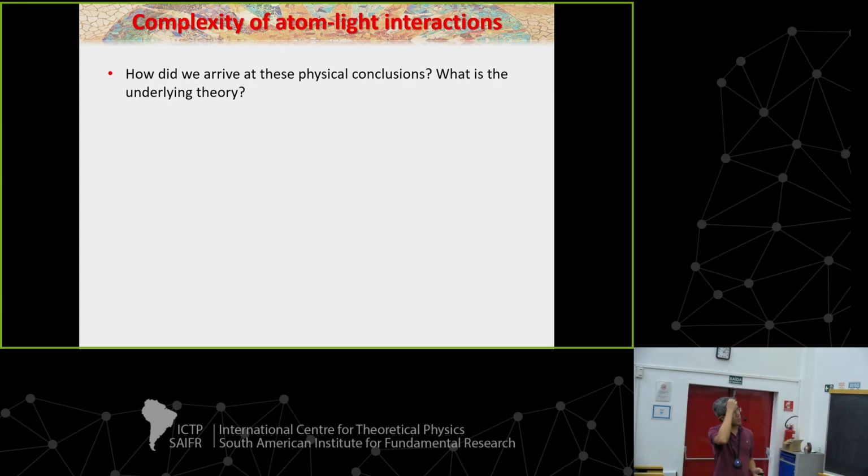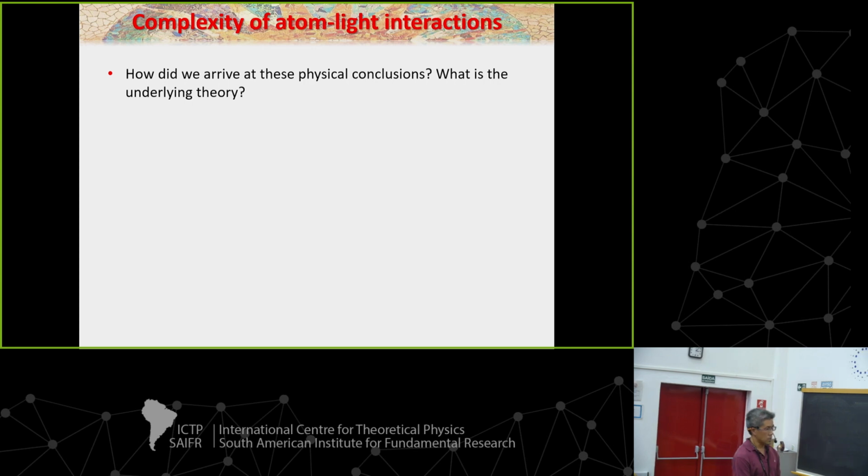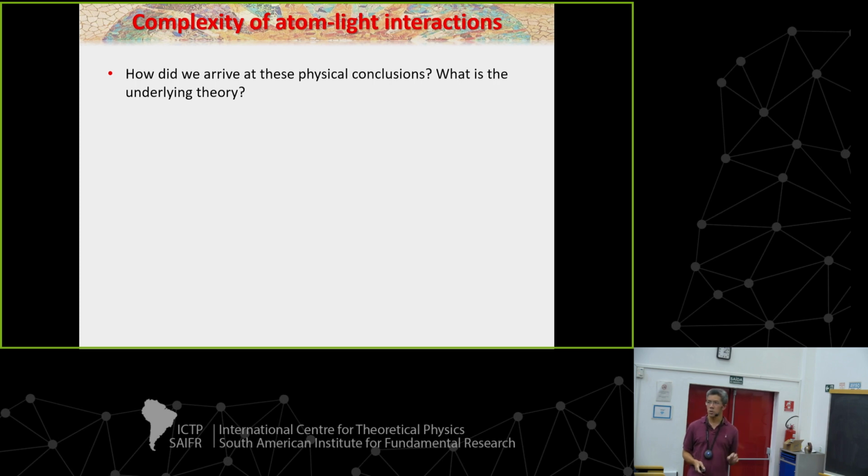So that's really what the rest of the lectures are going to be about: how can we do better, much better? Before we can answer that question, I think it makes sense to dig a little more deeply. How do we arrive at these physical conclusions in the first place, and what's the underlying theory? At the beginning, I told you about this problem of a single atom and a single photon, and that there's this interaction efficiency, which is lambda squared over A.